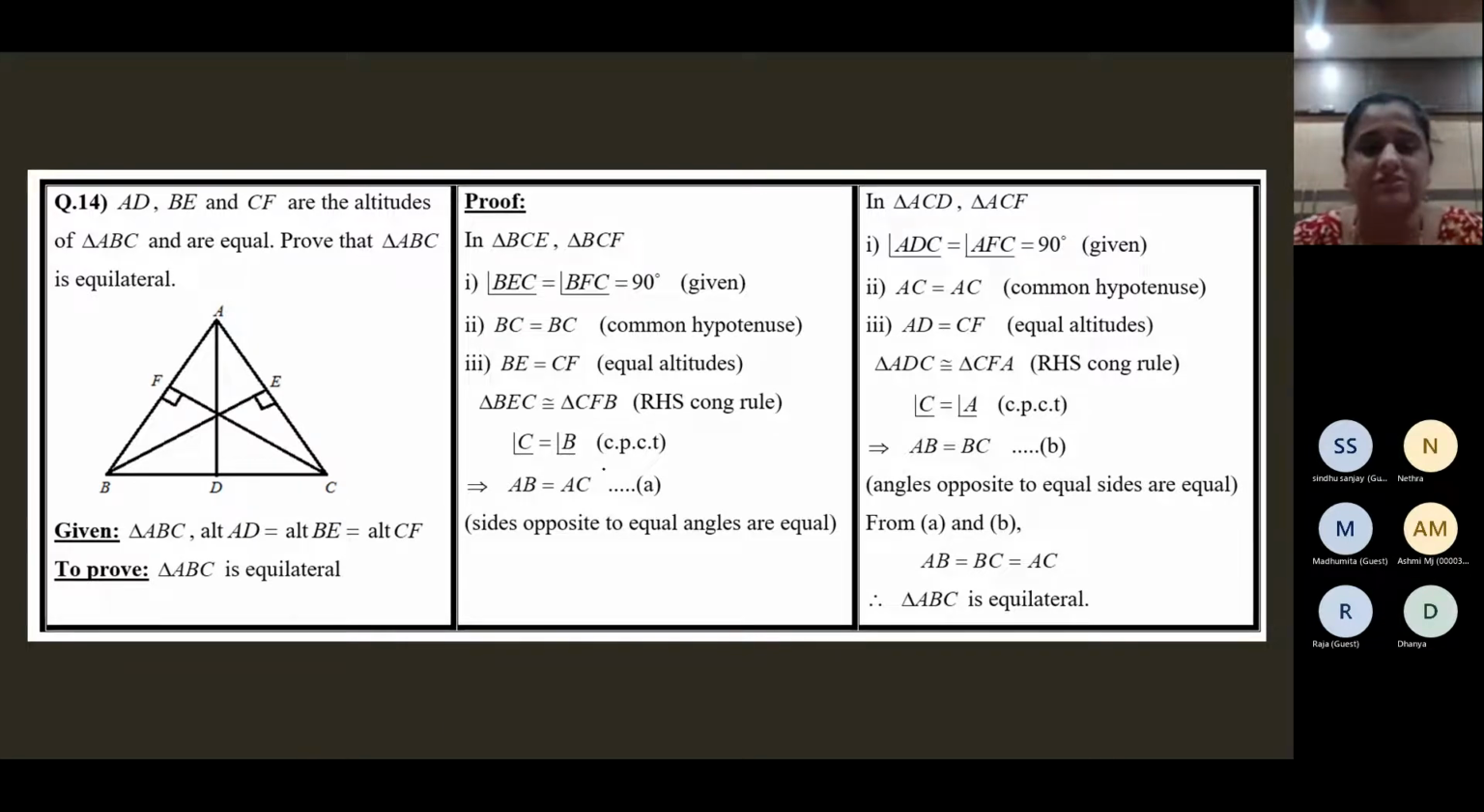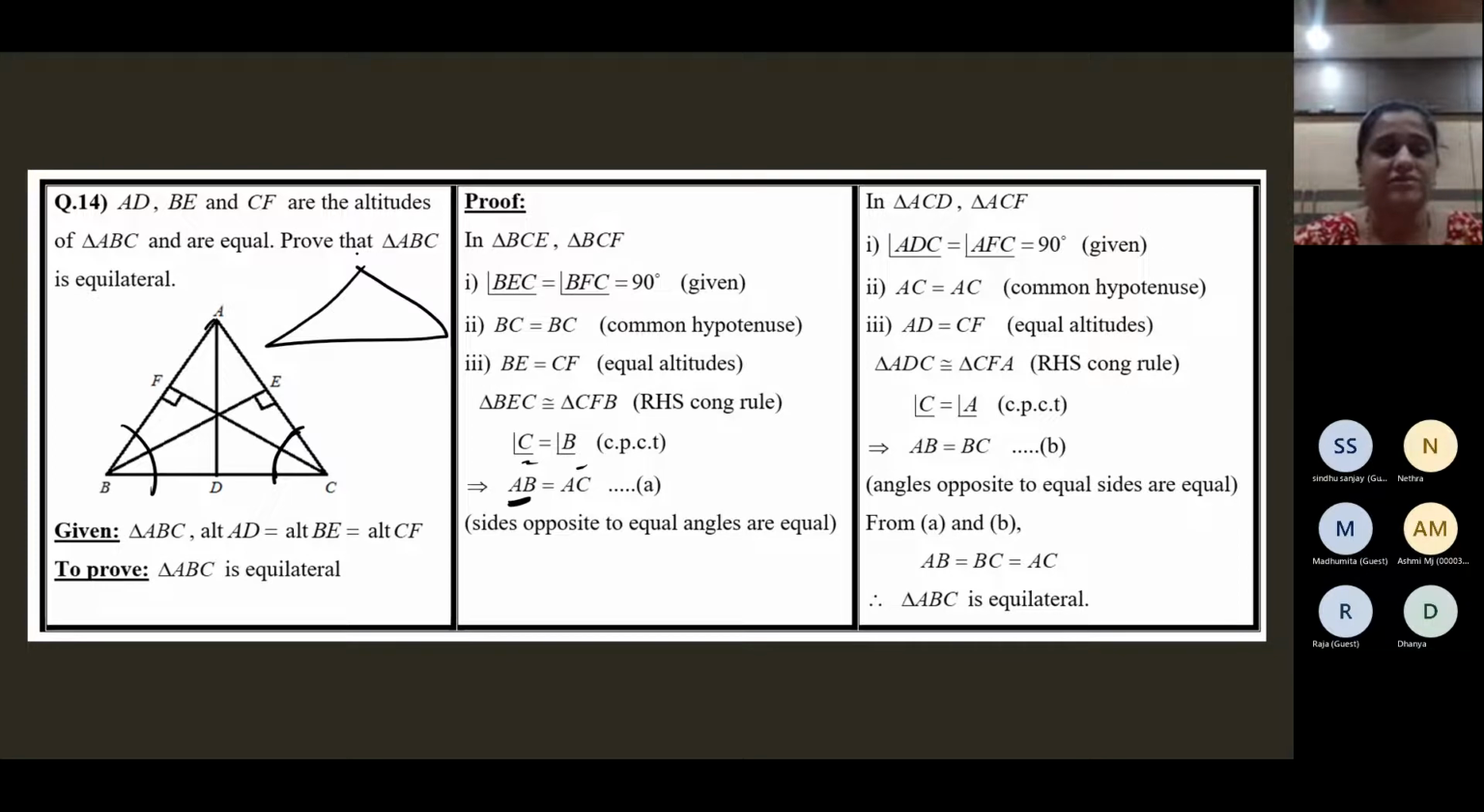Angle C is equal to angle B, CPCT. So that means when two angles are equal, the sides opposite to them are also equal. The side opposite angle C is AB in the whole triangle. Now we are taking the whole triangle. In the whole triangle, the side opposite to angle C is AB, and the side opposite to angle B is AC.